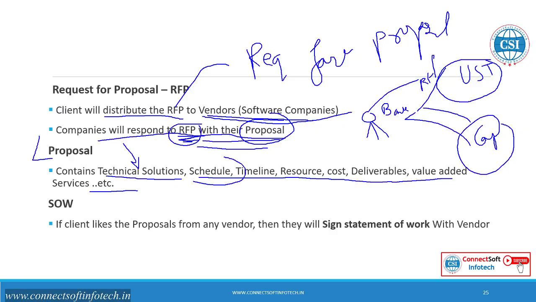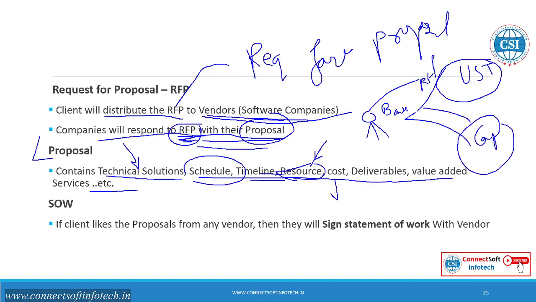Then the schedule: how much time will be required to complete this application. An estimated time will be given there, like 4 to 5 years, 3 years, 2 years, this way. Then the timeline: how to start and when to complete. Then resources: how many resources are required, how many developers, testers, DevOps engineers, and business analysts. The number of resources is mentioned in the proposal.